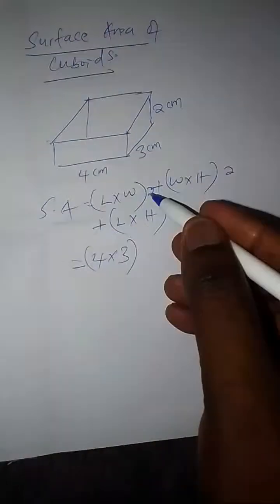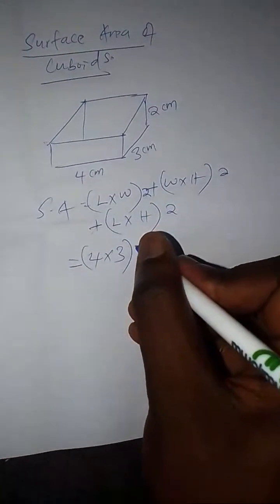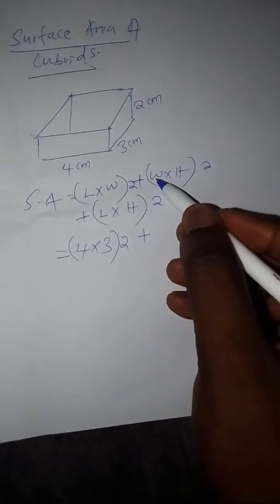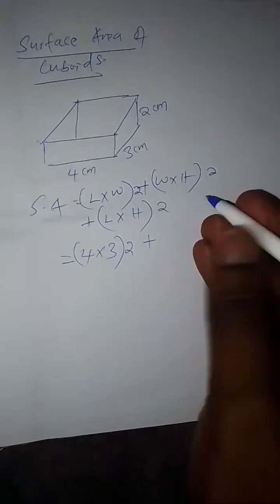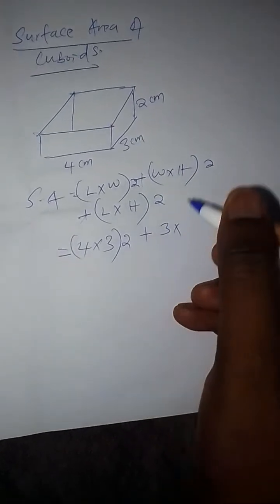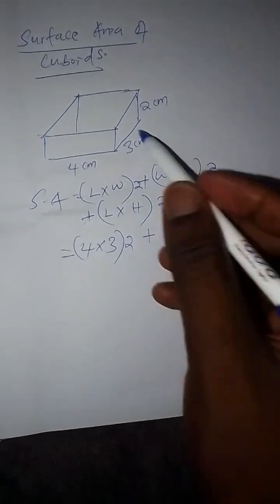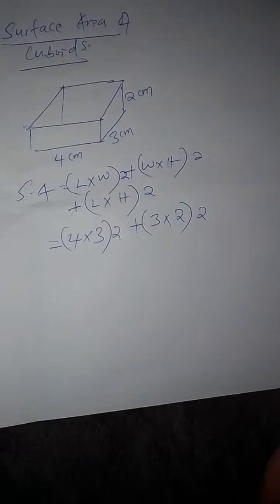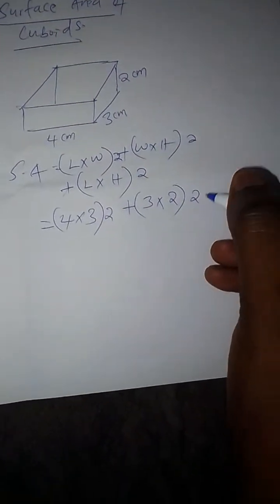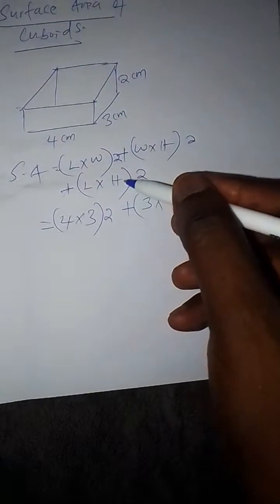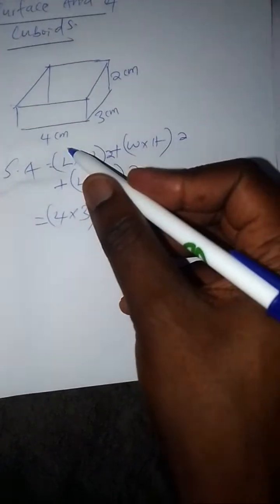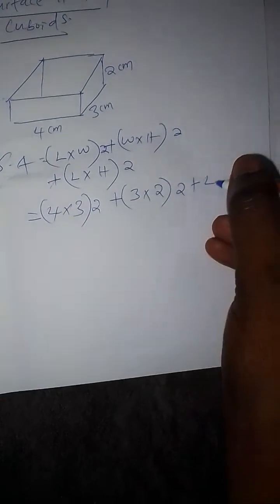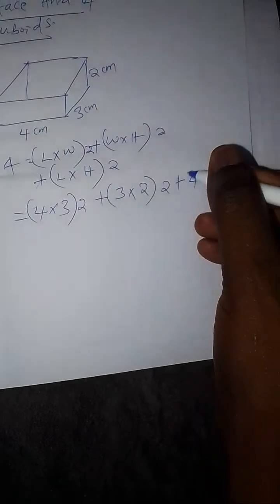Then into bracket put 2 because there is another face downwards. Plus again width. What is the width? The width is 3. So we put 3 multiplied by the height, which is 2, times 2. Then you put into bracket 2 that way. Plus again length times width. So sorry, 4 times 2. Then to bracket.